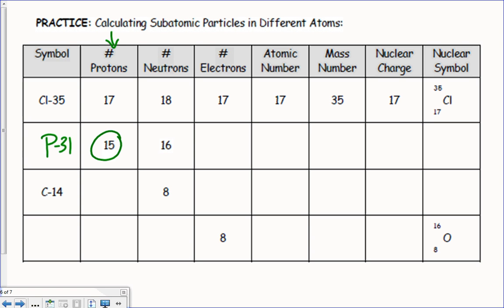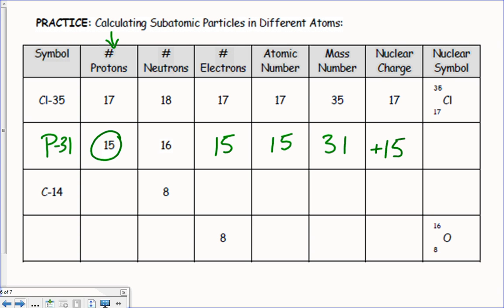Protons always equals electrons, so I can fill that out. That's 15. The atomic number is the same as the protons, so that's 15. The mass number, well, that's the number of neutrons plus the protons. That's how I got the 31 there. Nuclear charge, the charge of the particles that are in the nucleus. Oh, it's protons that are in the nucleus. There's 15 of them, so I'm going to say plus 15, just to distinguish that this is protons.